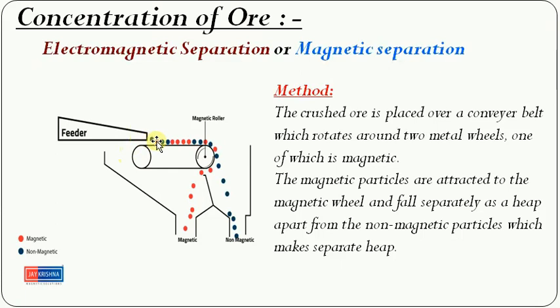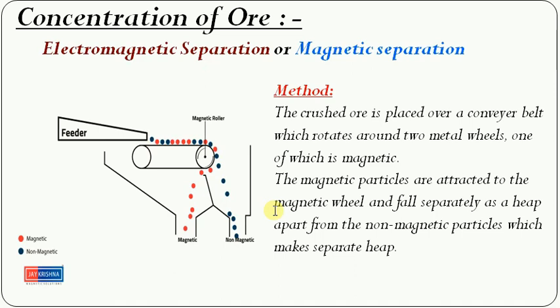The magnetic particles are attracted towards the magnetic wheel and fall separately as a heap, apart from the non-magnetic particles. You could see the magnetic particles separately make a heap, whereas the non-magnetic particles separately make a heap. In this manner we can separate the ore particles or gangue particles. This is the method employed for tin stone. It's an important 1 mark question too, so please remember it and keep it in your mind.